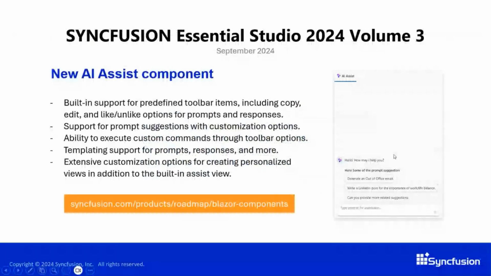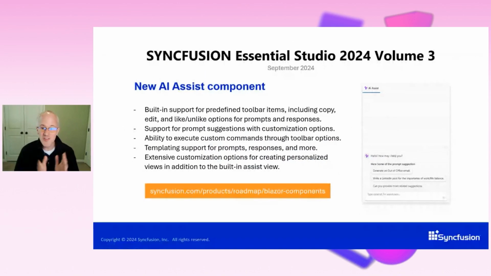Lastly, I want to show you some stuff from Syncfusion. Syncfusion is also building out AI features for .NET with several new features coming in their upcoming Essential Studio 2024 Volume 3 release in September. This release will include a Blazor AI Assist component for integrating AI services. Their AI Assist component can send and suggest prompts, execute commands using toolbar options, and display responses in an easy-to-use format. It provides toolbar options for copy, edit, like and unlike, and you can, of course, add your own custom toolbar options too.